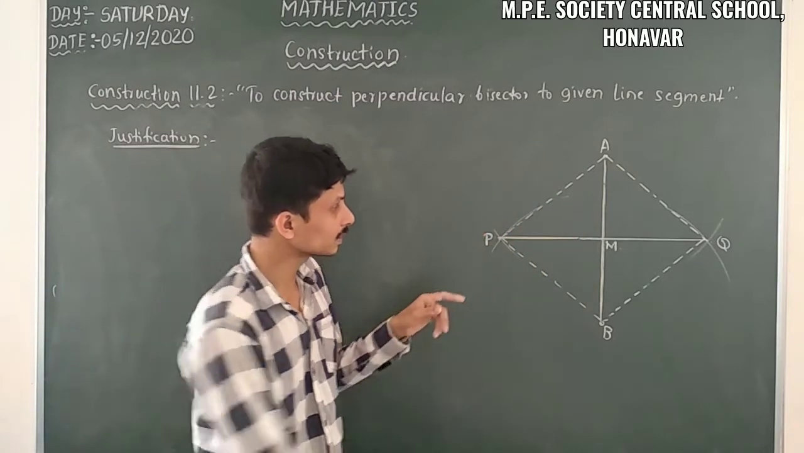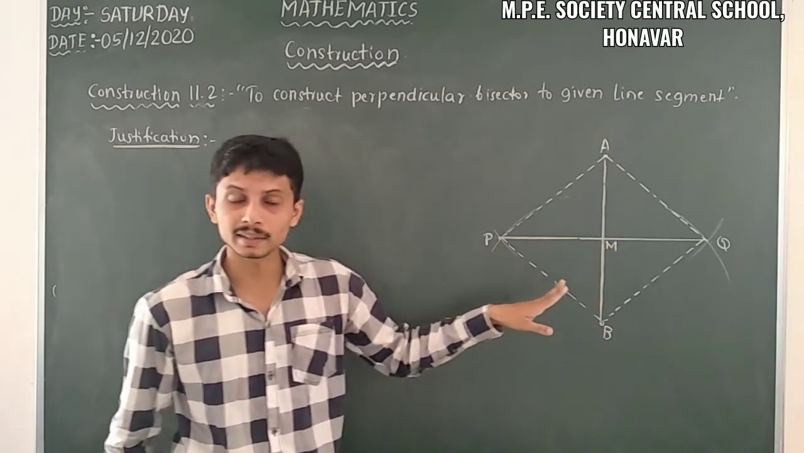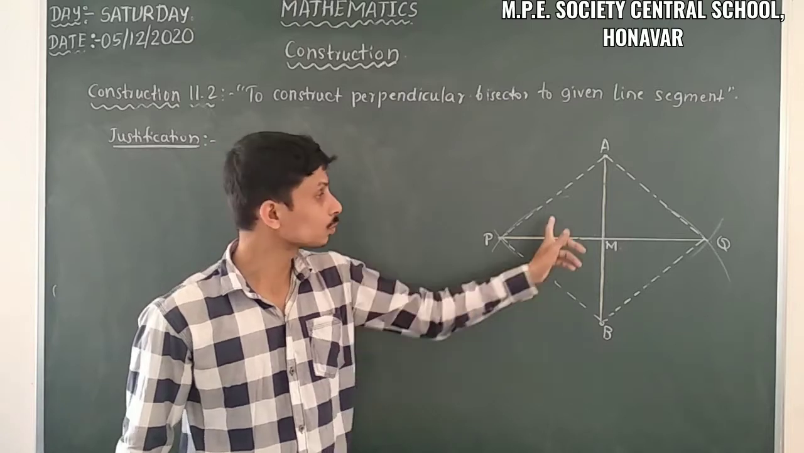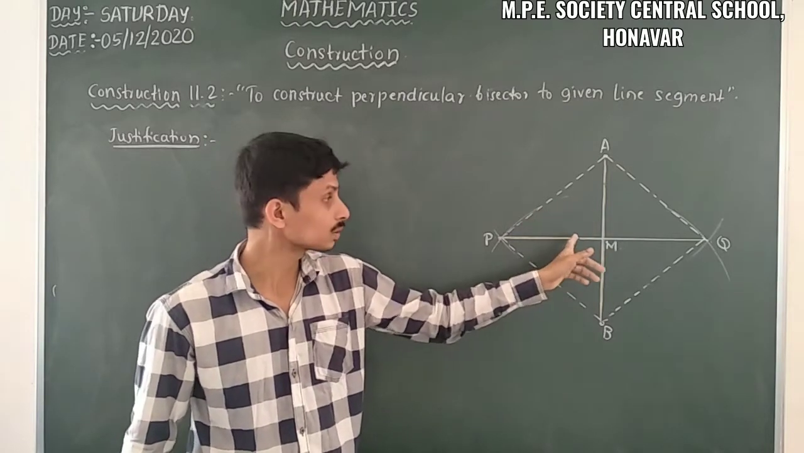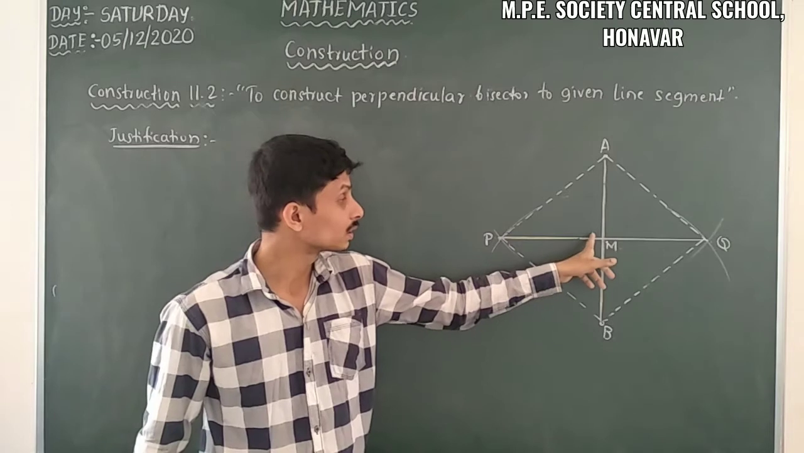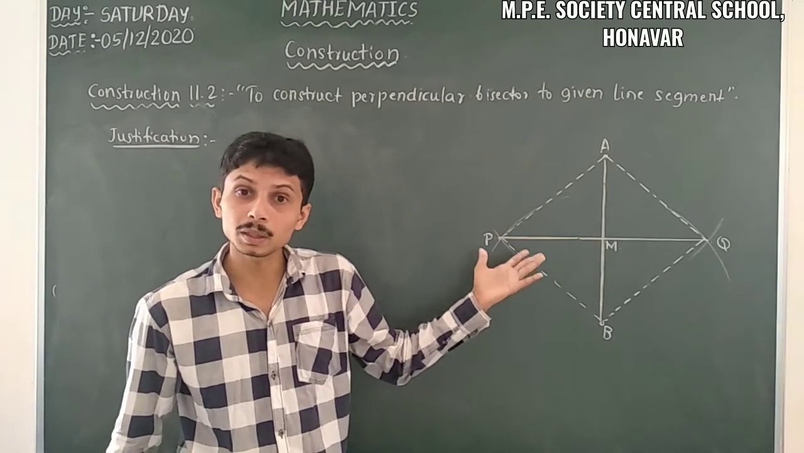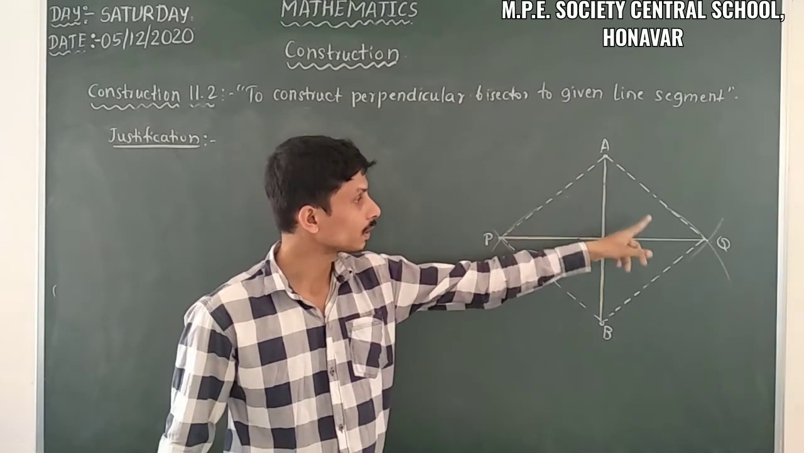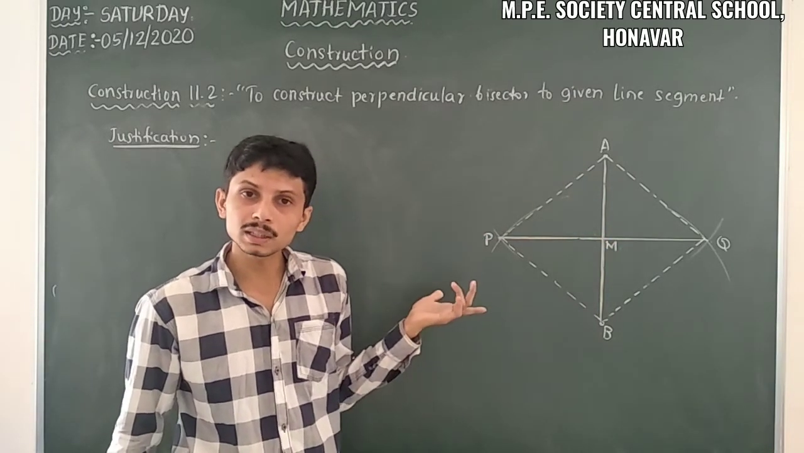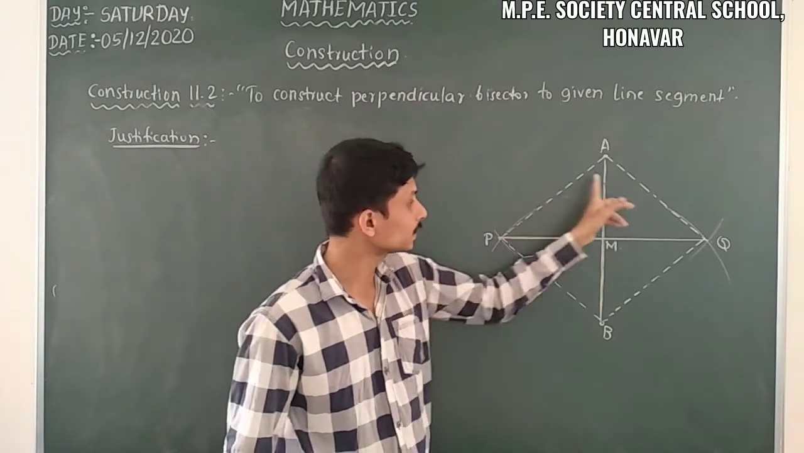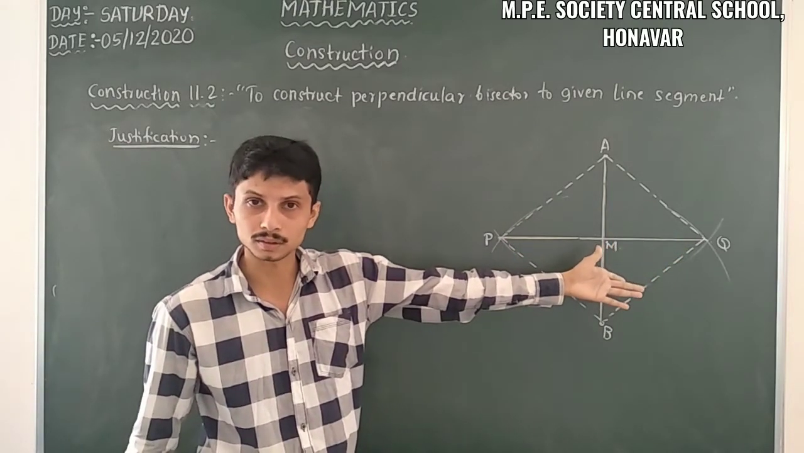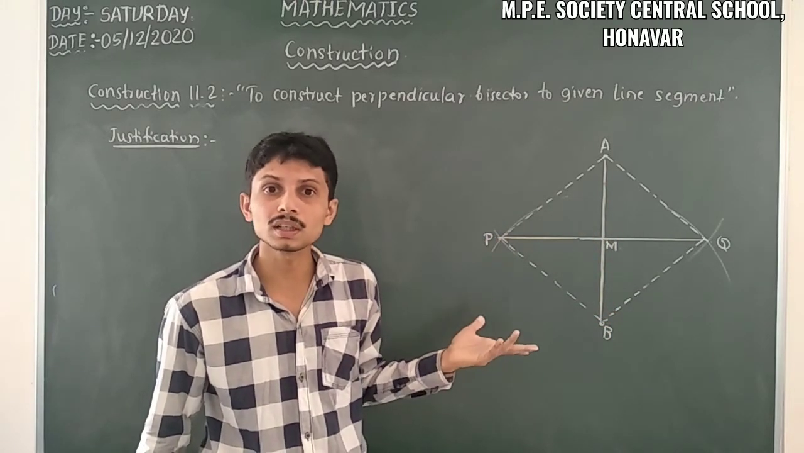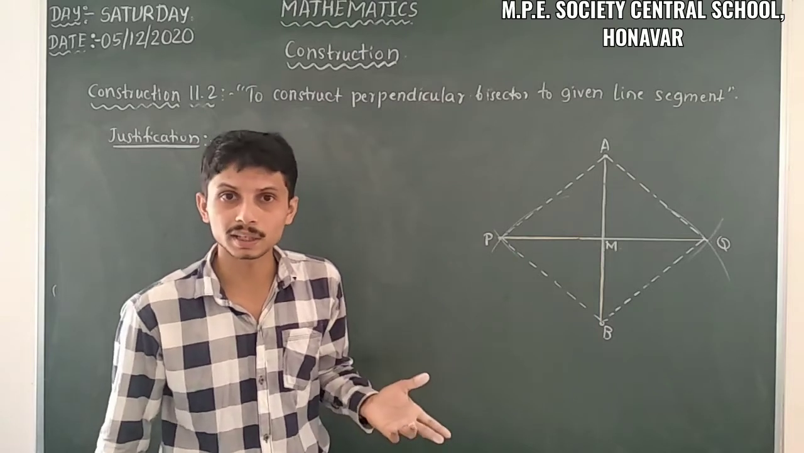So here we want to prove that this angle and this angle are 90 degrees. For that we want two triangles in which these two angles are corresponding parts of congruent triangles. So these two triangles are possible, APM and AQM. What equalities are possible here? We can take AP equal to AQ because they are radii of the same arc, and AM equal to AM, but there is no other corresponding angle possible.